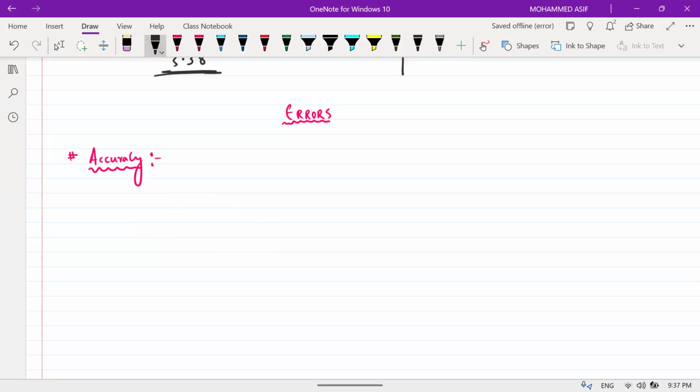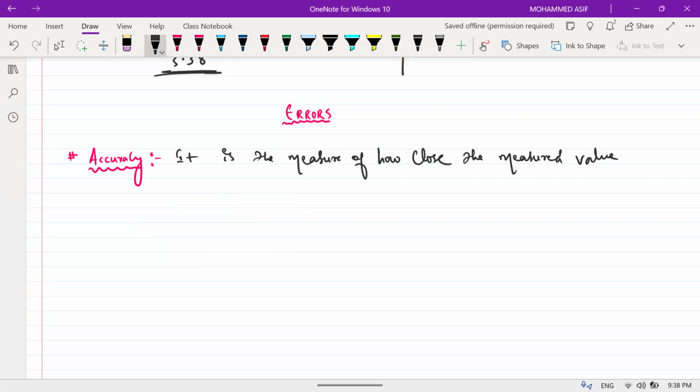Accuracy is nothing but the measure of how close the measured value is to the true value. That is your accuracy.